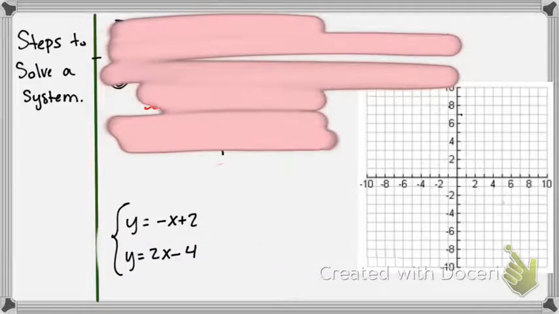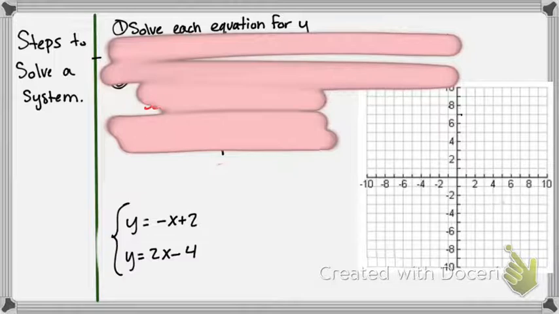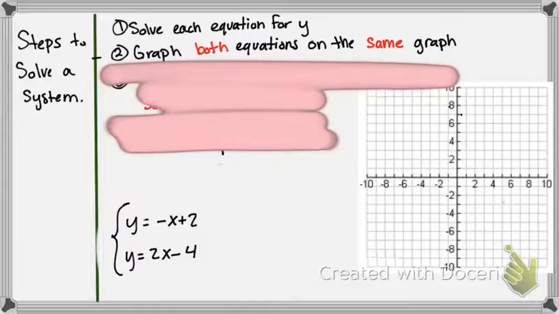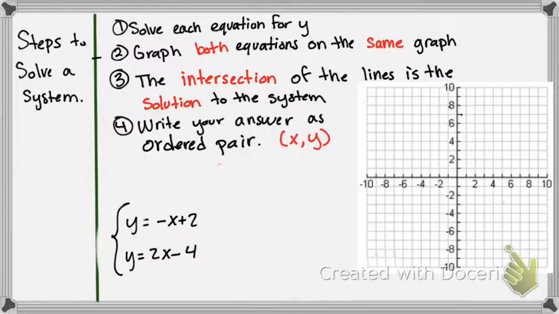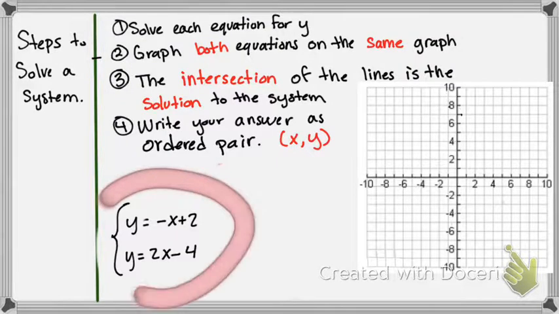There are 4 steps to solving a system, so we'll go over them and then do some examples together. First, make sure the equations are solved for y. You want to be able to read y equals mx plus b, so if they're not solved for y, we're going to make them. Step 2 is to graph both equations on the same graph. The reason we do that is because for step 3, the intersection of the lines is the answer to the system. So we have to know where they cross to find our answer. The last step is to write our answer as an ordered pair, and as a reminder, an ordered pair is written x, y like this.